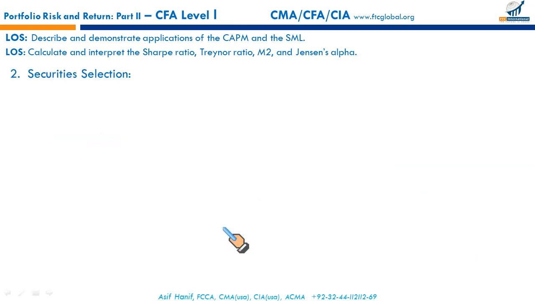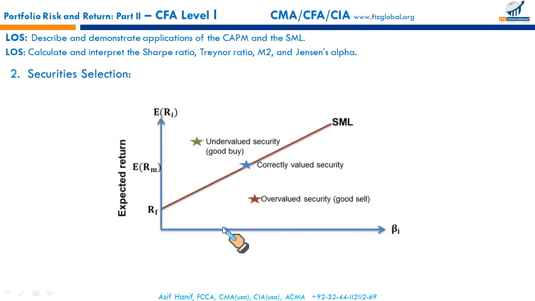Then we have the next area, security selection. Now, if an asset is correctly priced, it has to be on the security market line. Those assets that are overvalued will be below the security market line, and the assets that are undervalued will be above the security market line. So the overvalued ones are a good sell, and the undervalued ones are a good buy. That is the application of the CAPM.